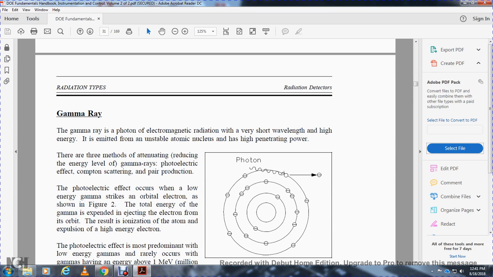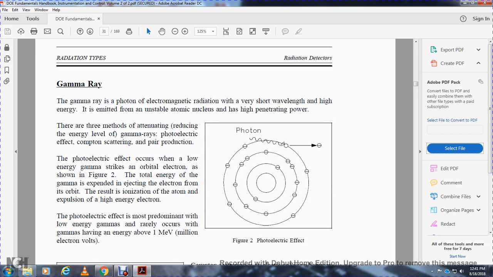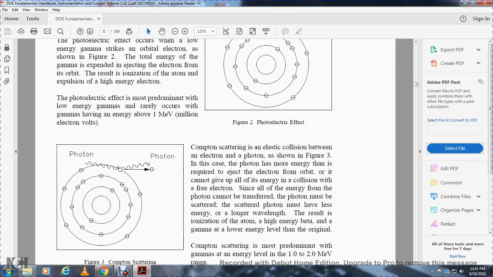The photoelectric effect, shown in figure 2, is where a low energy gamma strips an orbital electron. The total energy of the gamma is expended in ejecting the electron from the orbit, resulting in ionization of the atom and the expulsion of a high energy electron. The photoelectric effect is most predominant with low energy gammas and rarely occurs with gammas having an energy of 1 million electron volts. Figure 2 shows the photoelectric effect of the photon. Figure 3 shows the Compton scattering of the photon.